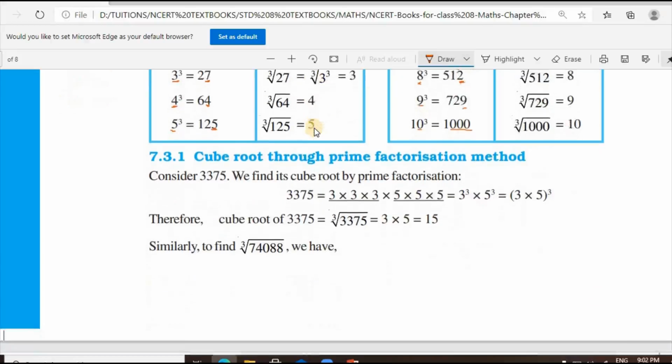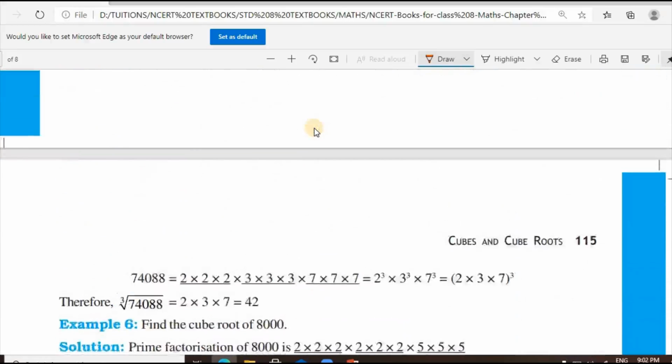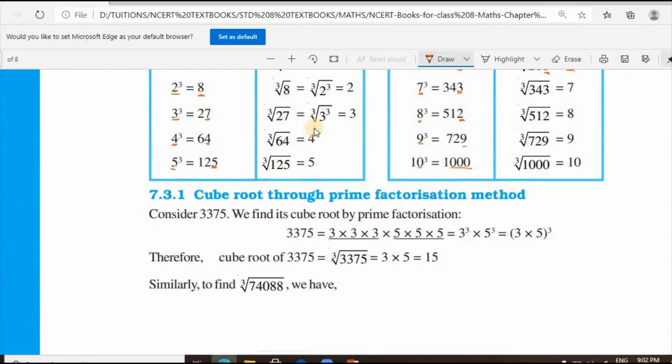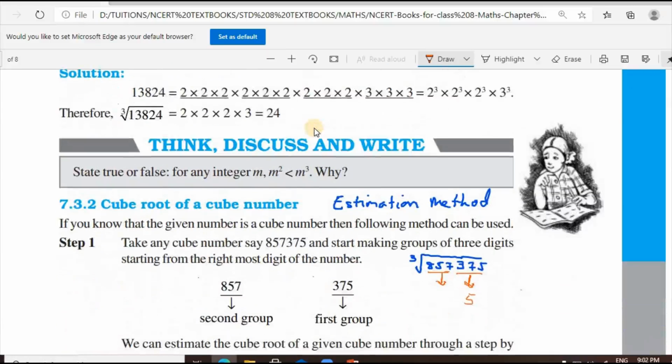So now what was our number? Our number was 857. Now you see, 857 is more than 9 cube but less than 10 cube, right? So I will take 9. So up here I am going to write 9. So therefore the cube root of 857375 directly is 95. That's our answer. See, very easy to find.